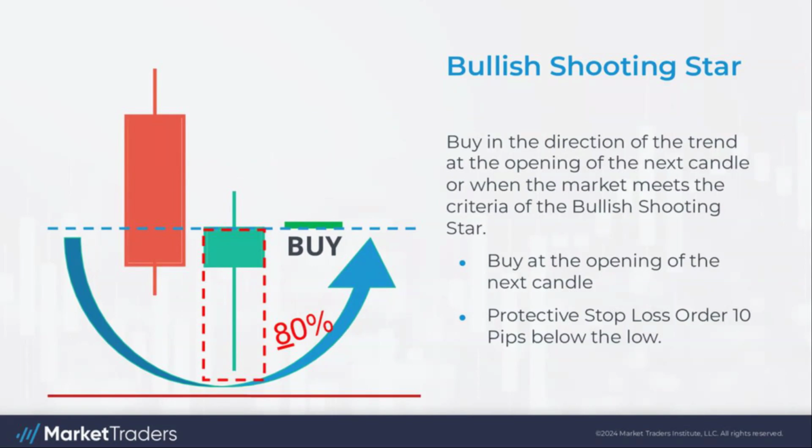So what happens is when the market forms a bullish shooting star, the market will buy from the next candle that will form, automatically, in as much as you're able to identify this. That's the bullish shooting star.